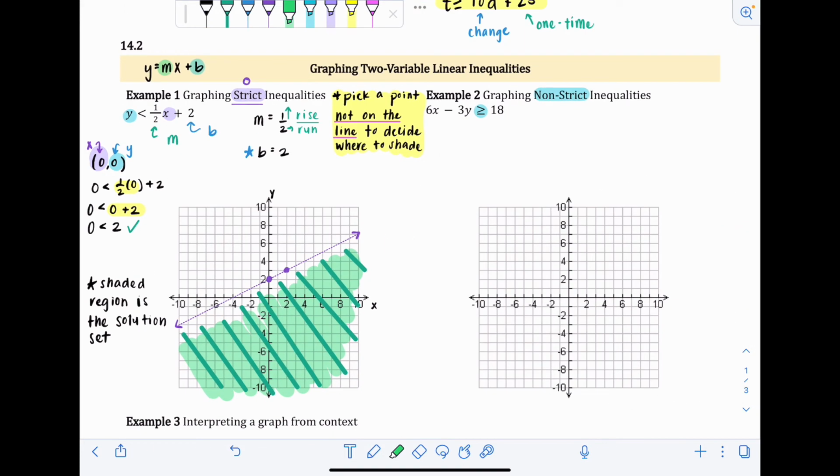Okay, so moving on to example 2, graphing non-strict inequalities. So our inequality is 6x minus 3y is greater than or equal to 18. This is not in y equals mx plus b form, so we want to put it in that form first.